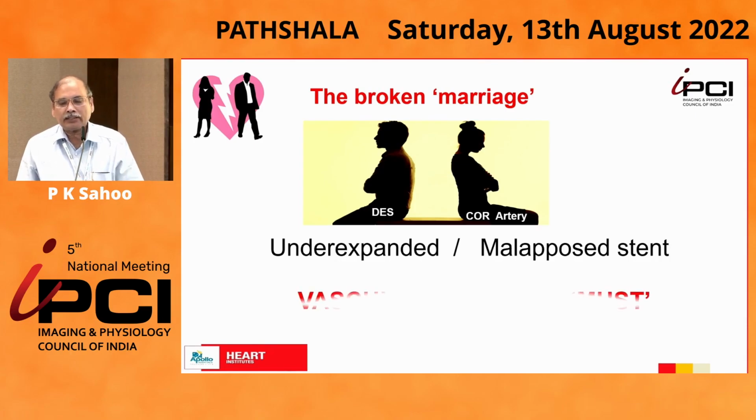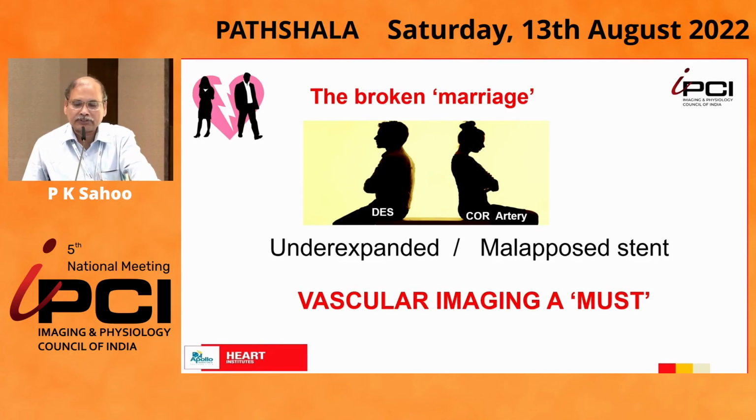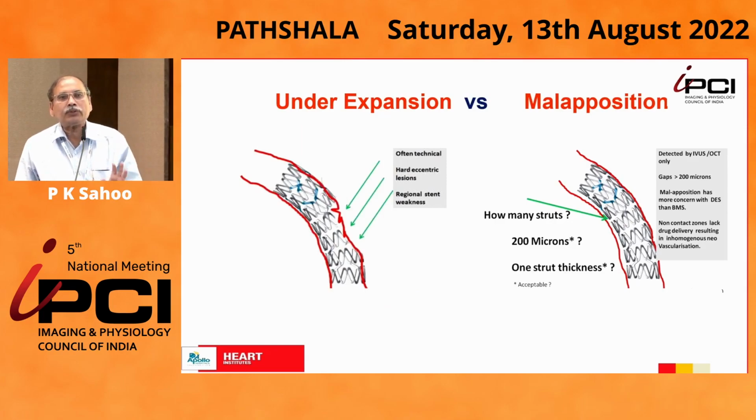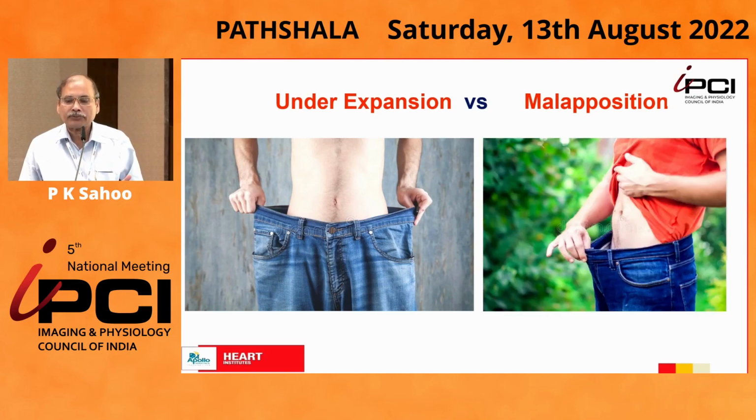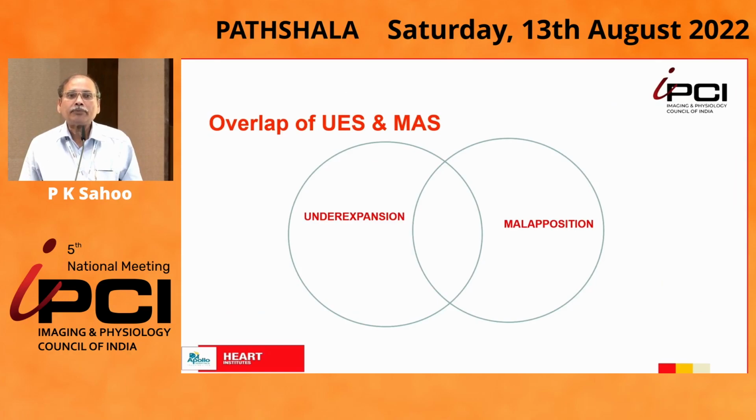Now, the main thing to be done is that vascular imaging is a must. We have to differentiate between underexpansion and malapposition. Underexpansion is usually a technical problem, usually in hard eccentric lesions and especially regions of stent weakness. But malapposition occurs when struts are at least more than 200 microns, or one strut thickness, away from the wall. To make matters simpler, this is what I call underexpansion, and this is what I call malapposition. But an overlap of these two can occur, that is, in one single stent you can have both underexpansion and malapposition.